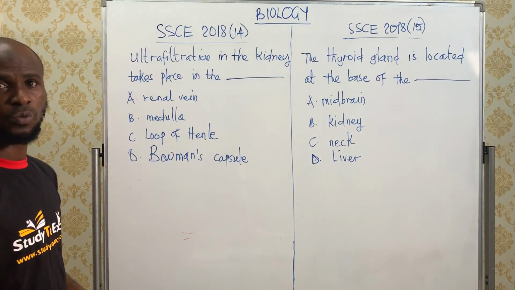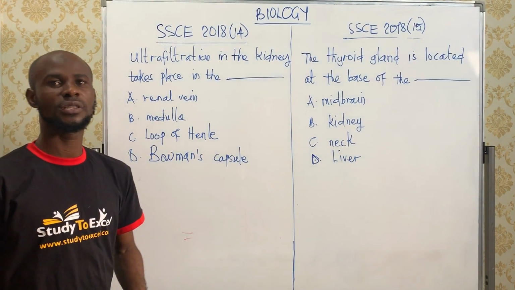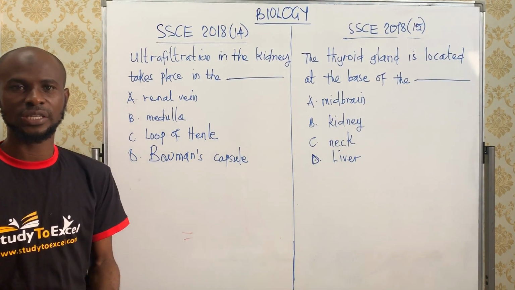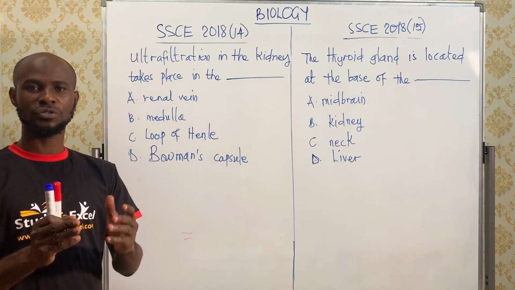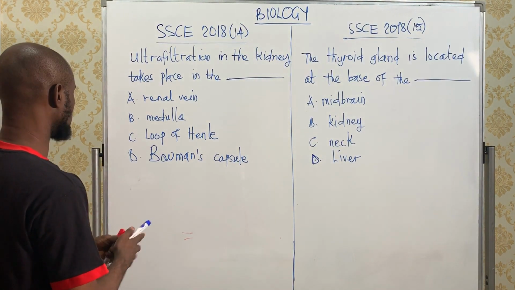2018. Now we have question 14. Ultrafiltration in the kidney takes place in a dash. This is a chorus that your biology teacher in the class will always say. Ultrafiltration takes place in the Bowman's Capsule. So what's the answer? The answer is D.